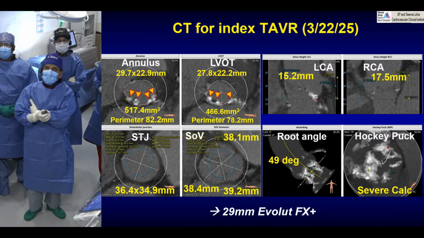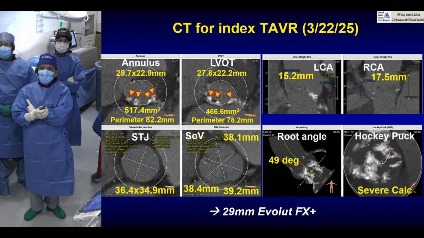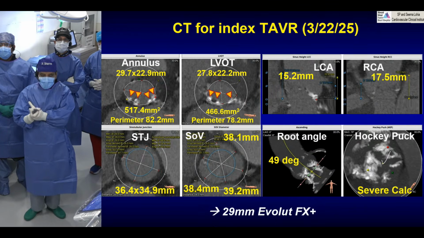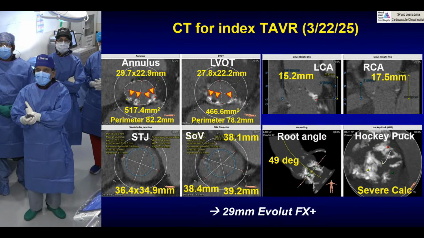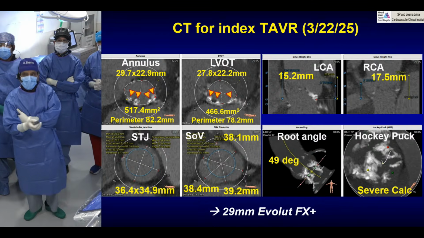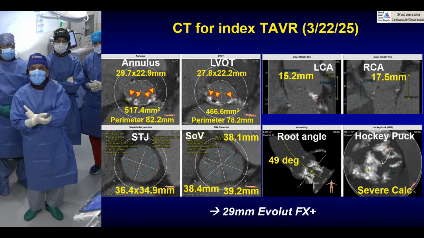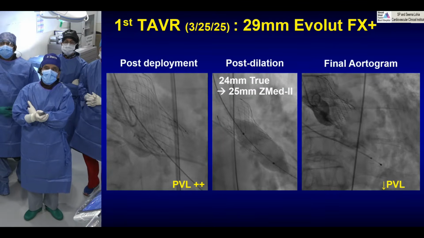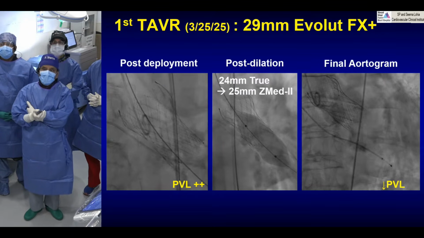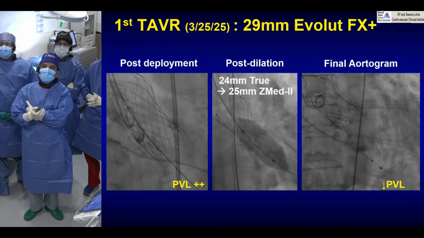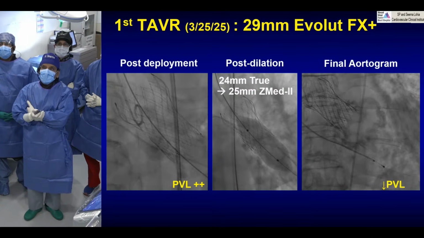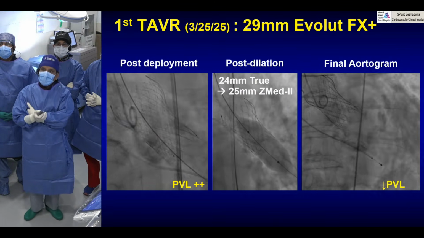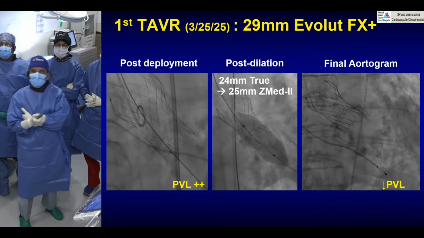Starting with the index TAVR, at that time there was nothing unusual, like a run-of-the-mill case. Because of CAD, we felt it would be a good case for an Evolut 29, and that is what was done. Maybe Gilbert can comment on it. So what was unusual on that day? We went ahead, it was a PVL++, then dilated with a 24 millimeter True, then a 25 millimeter ZMED2, and left with a mild PVL, which was a significant decrease.